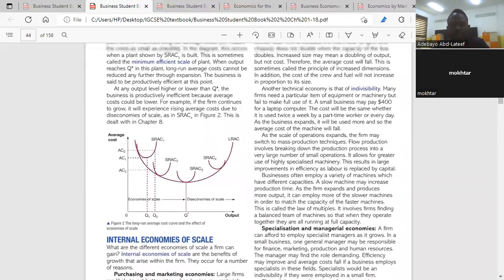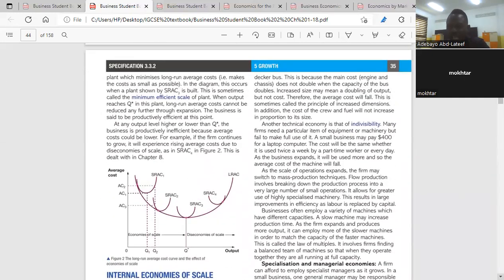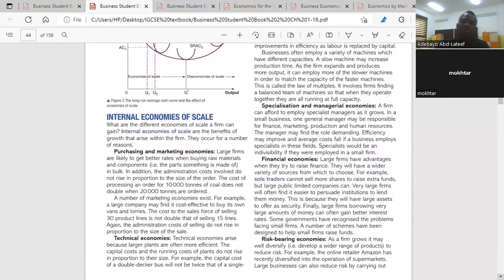Good. So we have specialization and managerial economies of scale. Let me quickly come back to a small business. A small business is naturally small. A small business might not be able to attract specialist managers or skilled workers because they are small. Skilled managers or skilled workers might not see them as attractive, maybe due to their payment. Are you with me?